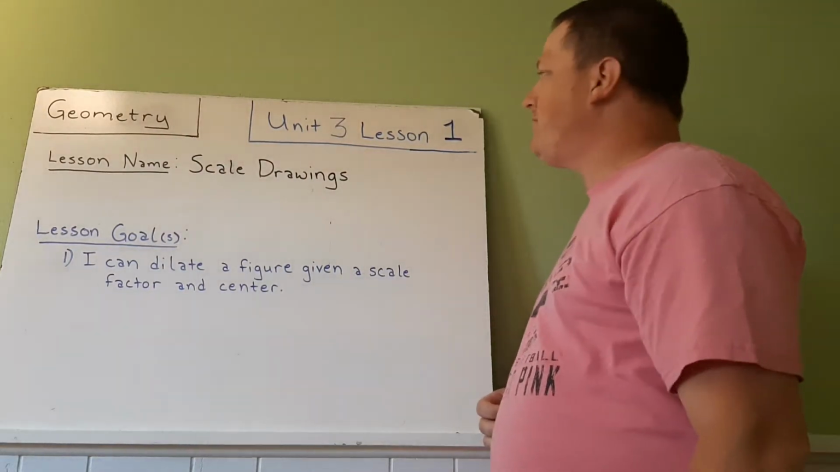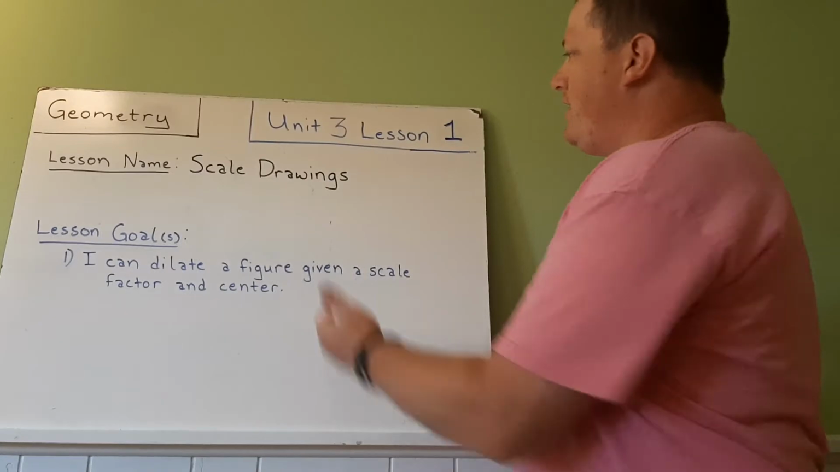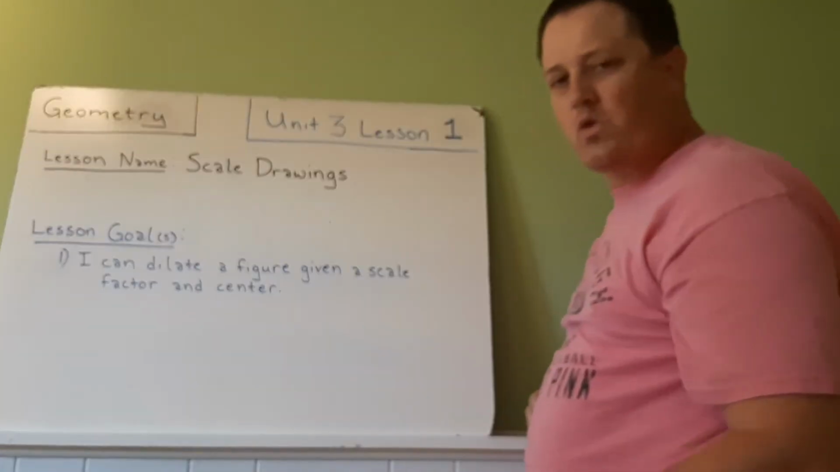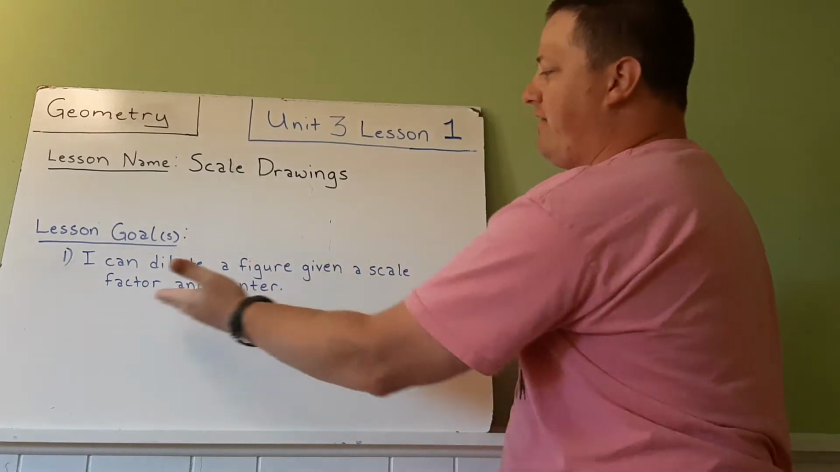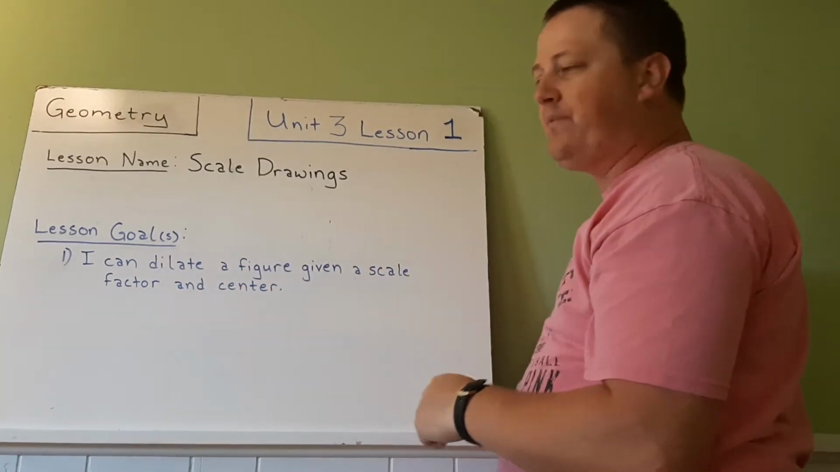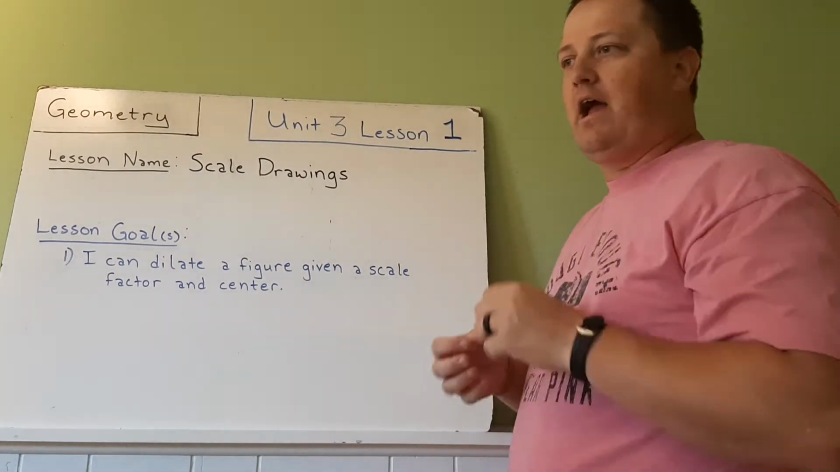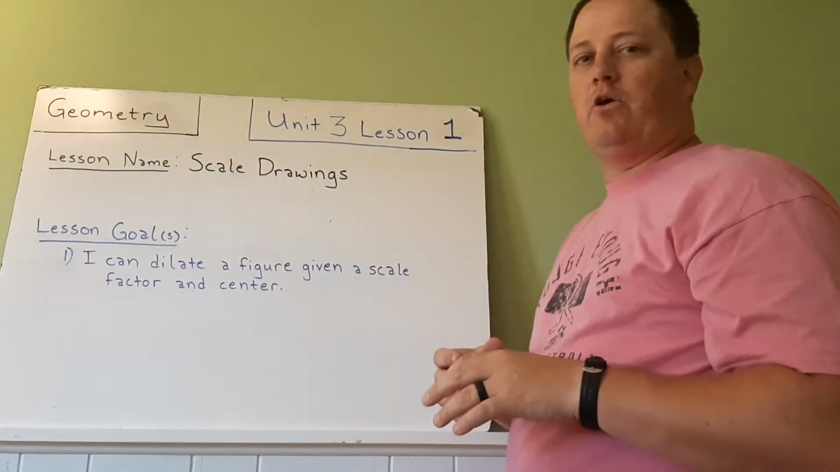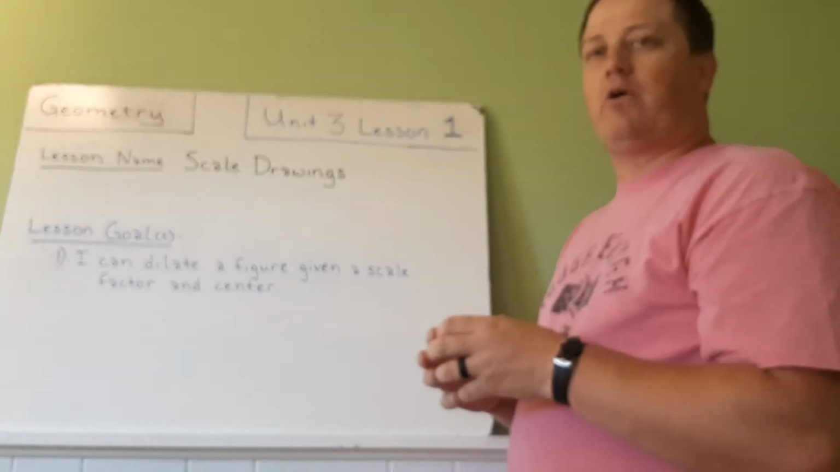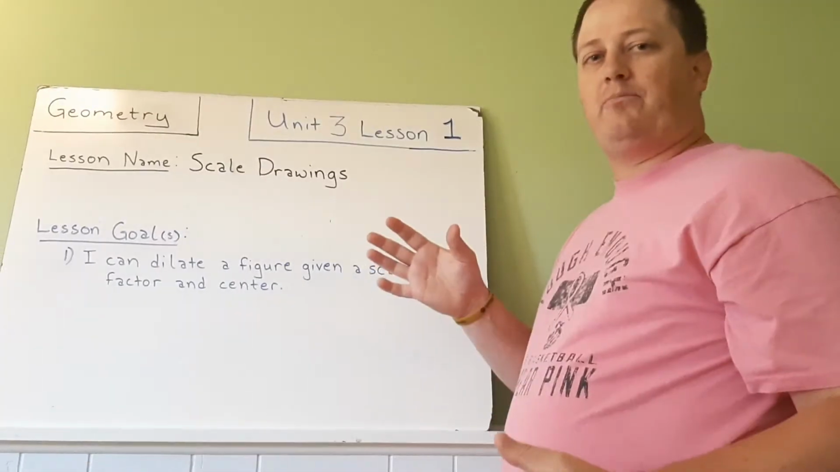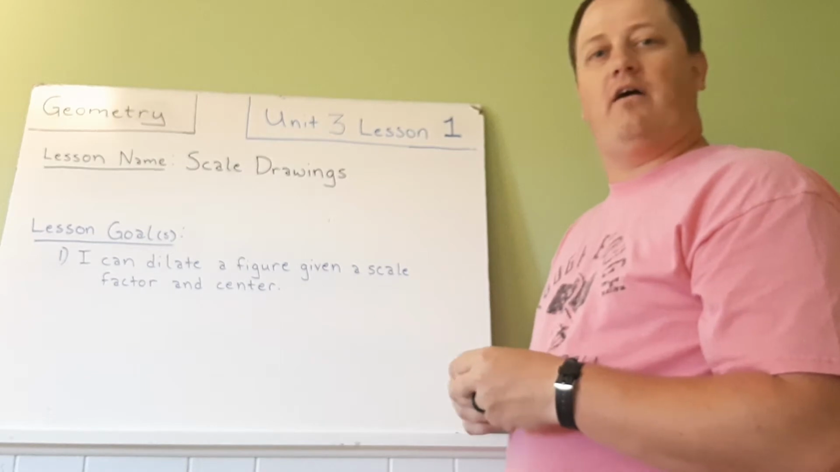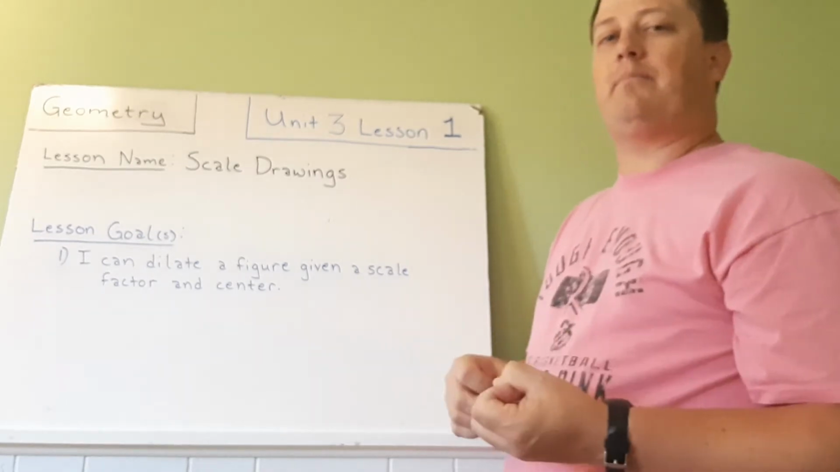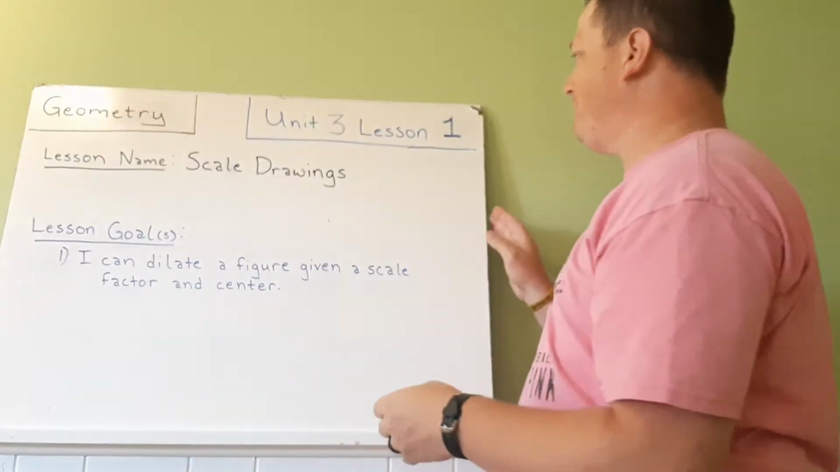All right, geometry students, let's look at Unit 3, Lesson 1, Scale Drawings. Our goal for this lesson is: I can dilate a figure given a scale factor and center. So essentially we're going to have a figure and a point that's going to be known as our center for dilation. And when we dilate, we are going to use that center and we're going to expand or contract based off of that scale factor of either, say, doubling or cutting something in half or tripling the size.